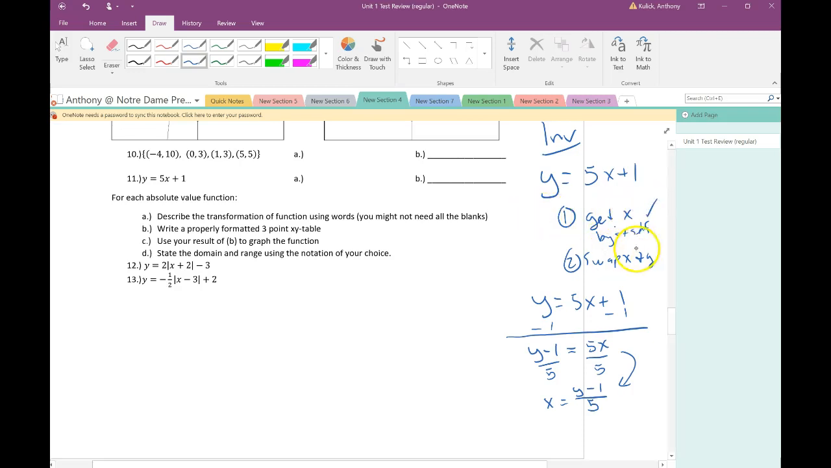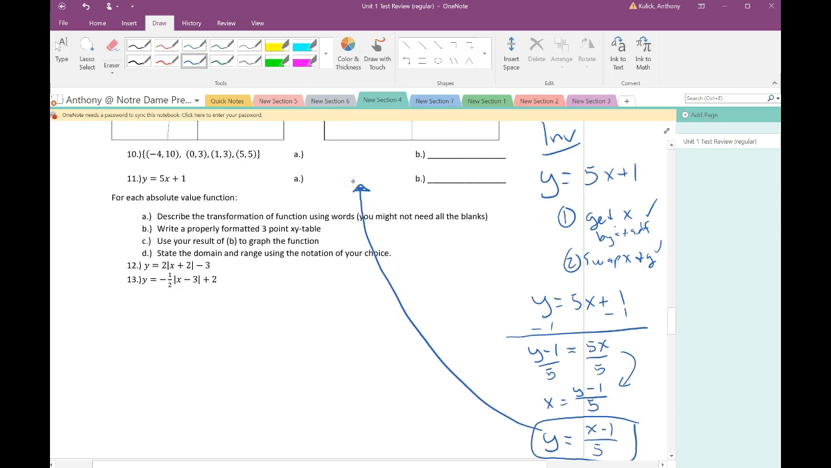X is by itself. Step 2 is to just swap the x and y labels. So everywhere where it said x, I'm going to write y, and everywhere where it says y, I'm going to write x. So that's your answer to part A.